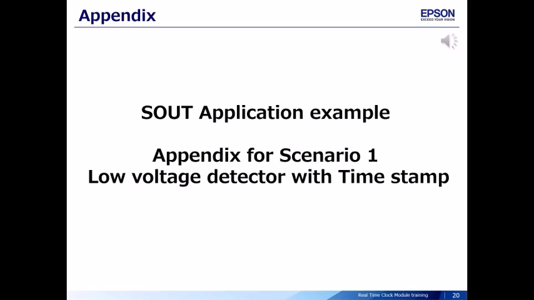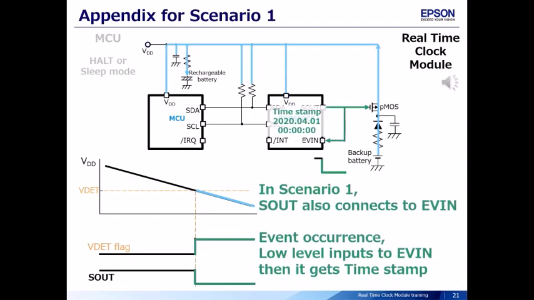Appendix for Scenario 1. Low voltage detector with timestamp. In Scenario 1, SOUT also connects to EV-in. Event occurrence. Low-level inputs to EV-in. Then it gets timestamp data.